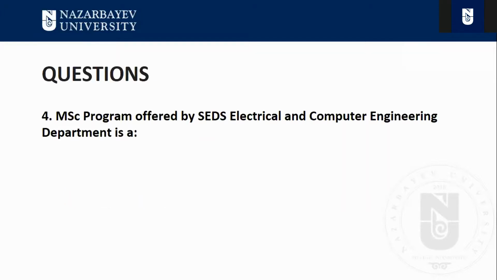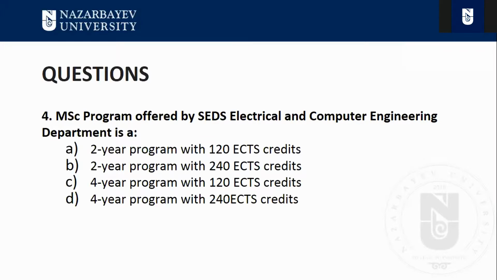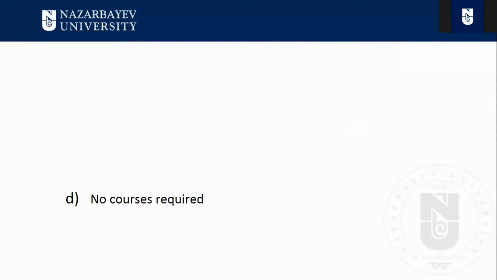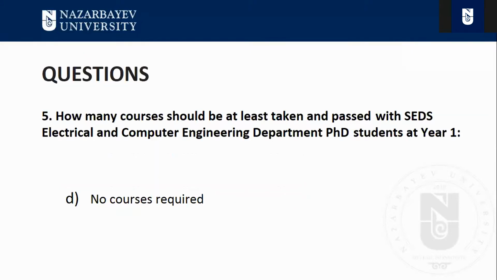The fourth question. The master program offered by the Electrical and Computer Engineering Department: here you should remember how many years is the duration of the program, and the number of SEDS credits. And the last question: how many courses should be at least taken and passed by SEDS Electrical and Computer Engineering Department PhD students in the first year?